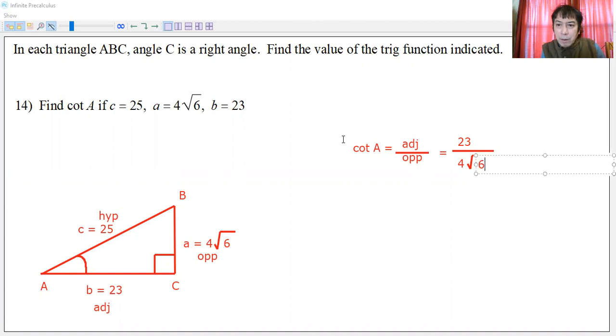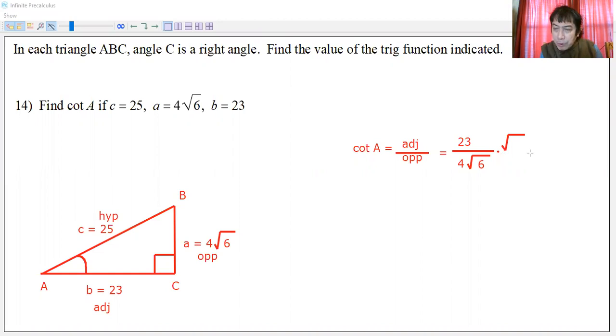There. Okay, but that is not simplified. If you have a square root or any radical at the denominator, the expression is not simplified. So we're going to introduce here rationalization. So we shall multiply this by square root of 6.